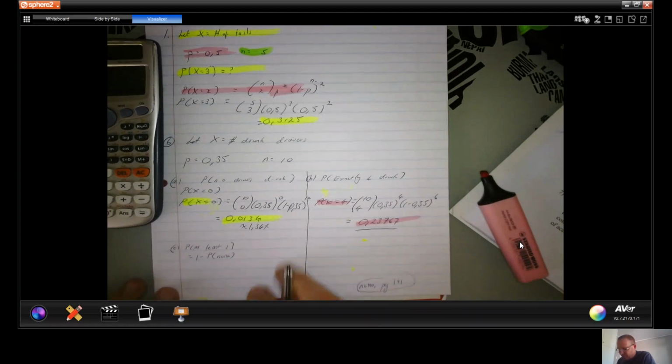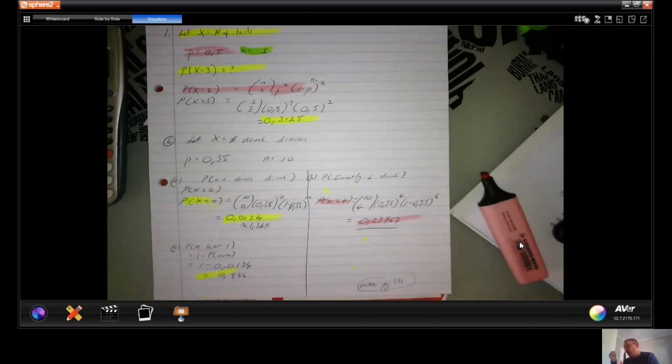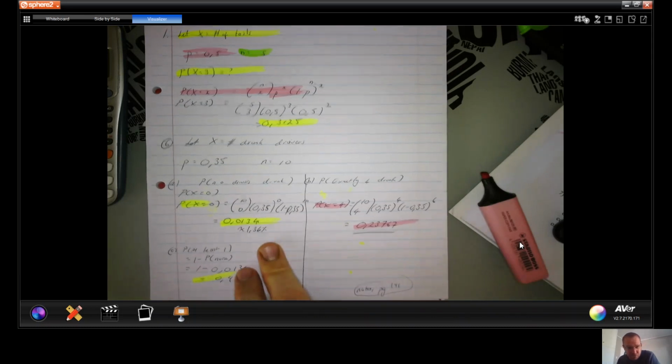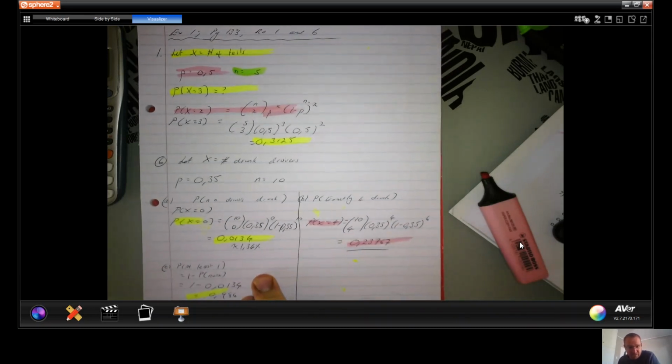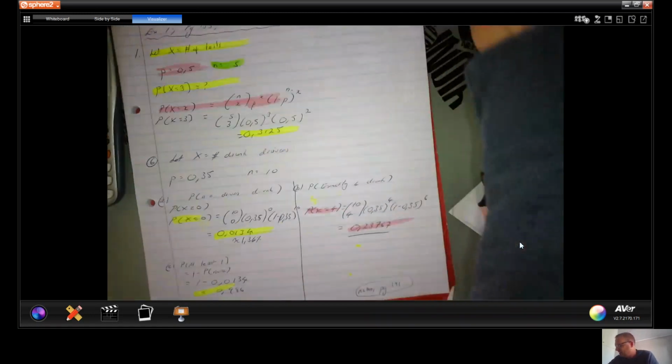And the probability of at least 1, remember, is going to be 1 minus the probability of none. So it's going to be 1 minus 0.0134, which should give you 0.986. Okay. Right, so that's just a recall of what binomial distribution is. Remember, when I use binomial: independent, mutually exclusive, just 2 possible outcomes. Okay, and it's for discrete data, right? So that was page 133, number 1 and number 6.